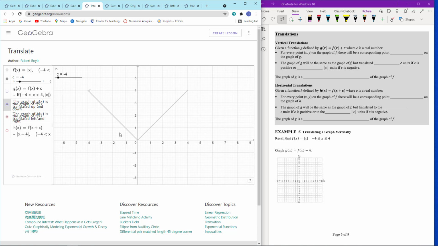The question here is, what happens if we create a new function, g of x, which is equal to f of x plus some number c, where c is a real number? All right, well, let's take a look. This is f of x plus c, what we have here. Notice that if I increase c, the graph shifts up.